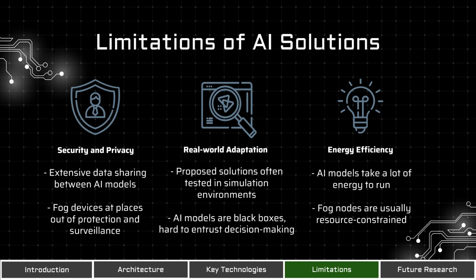While AI offers a diverse array of tools to enhance data routing and load balancing, its implementation faces challenges in real-life scenarios. Fog devices need to communicate with each other for optimization, so there is extensive data sharing. Also, fog devices need to be deployed close to end users, which might be in places out of protection and surveillance. In terms of real-world adaptation, proposed AI models are usually tested in simulation environments and are black boxes, which lack transparency in real-world implementations. Finally, AI models expectedly use a lot of energy to run, which is not ideal in resource-constrained fog nodes.